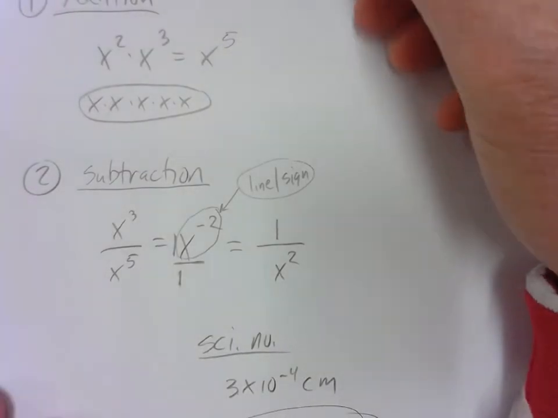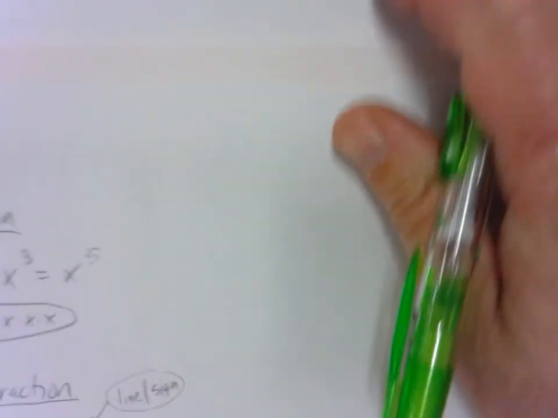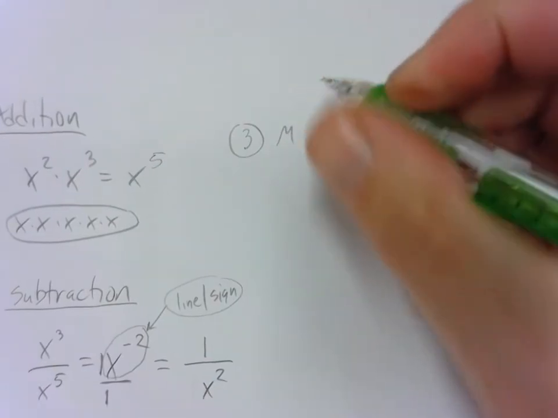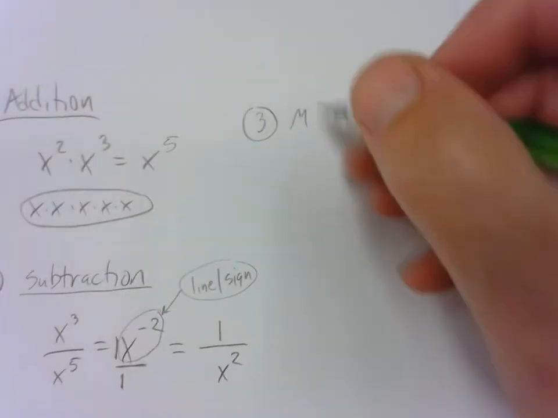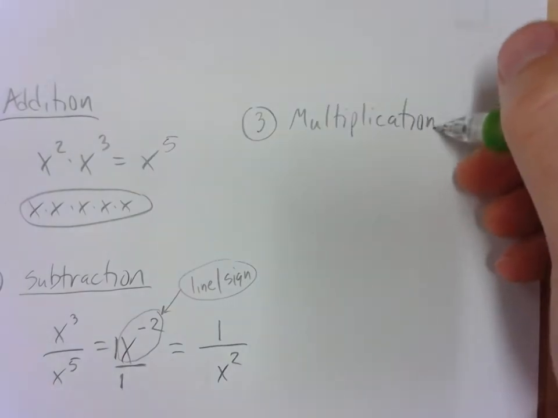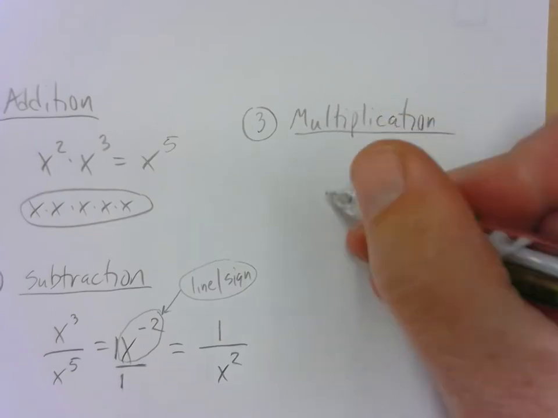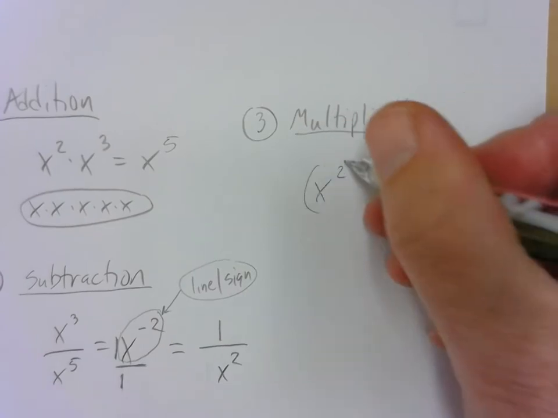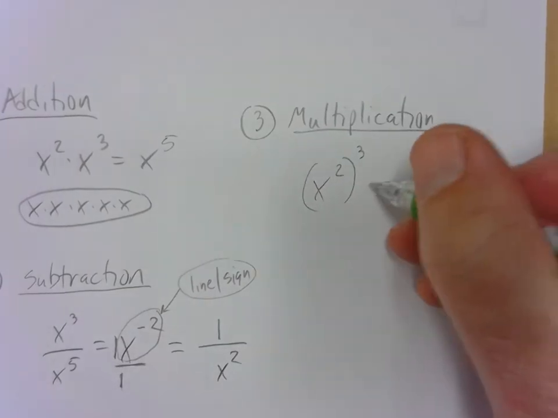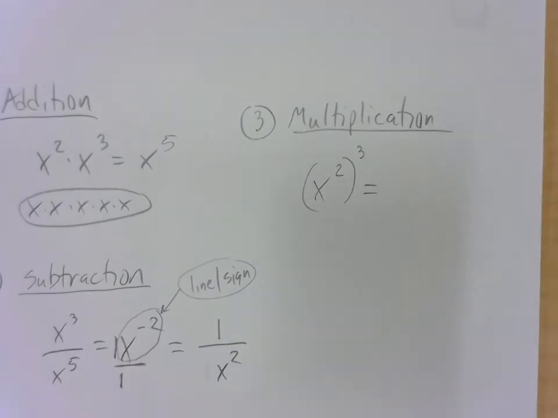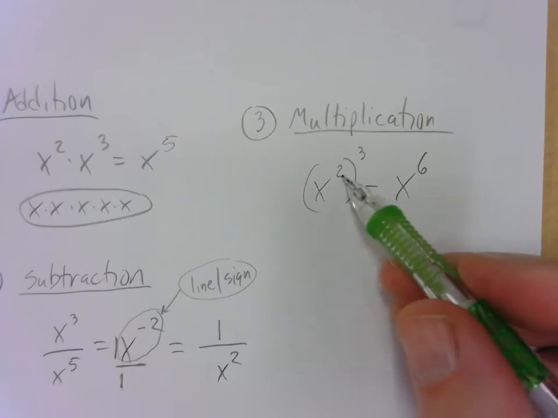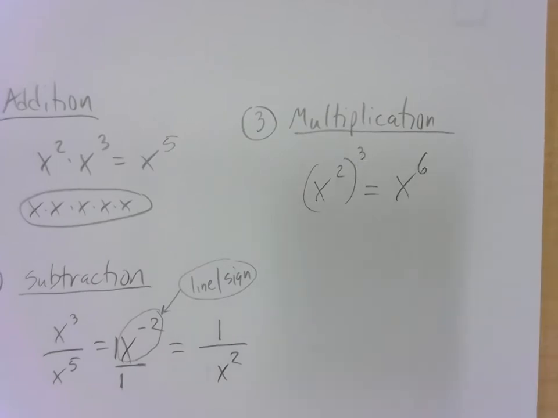Rule number 3. We're going to call this the multiplication rule. That makes sense. If we have an add, subtract, we're going to have a multiply rule. It says that if you have x to the second power and then that gets raised to the third power, you have an exponent raised to an exponent situation. So that's going to be a multiplication of the two exponents. So it's going to be x to the 6th power. So when you have an exponent raised to an exponent, you multiply the two exponents together.